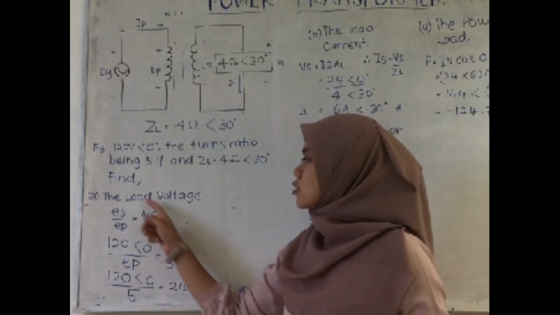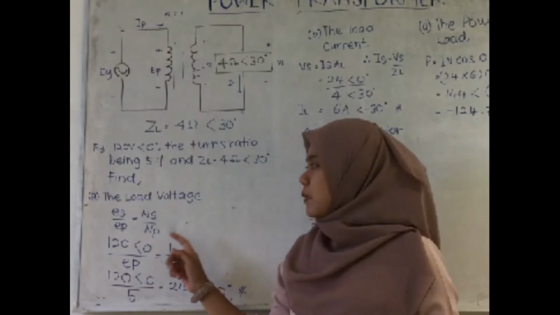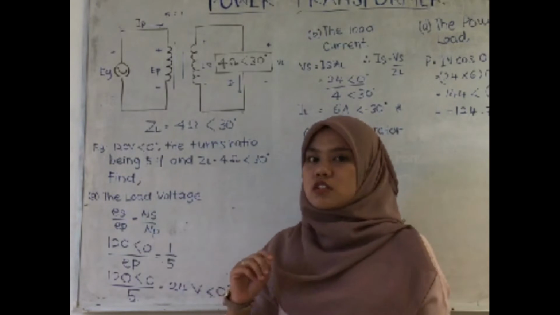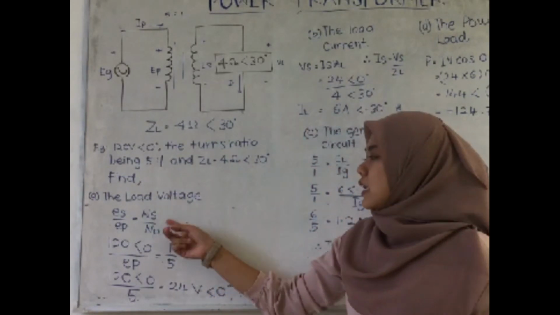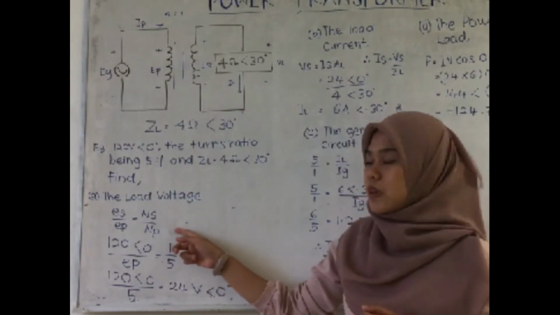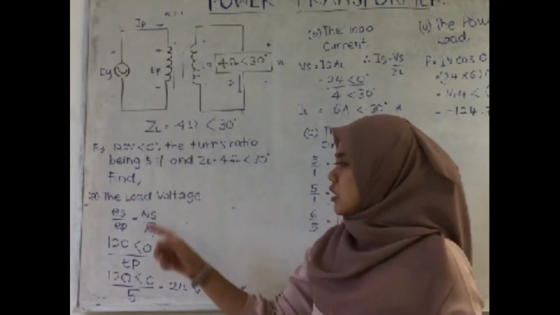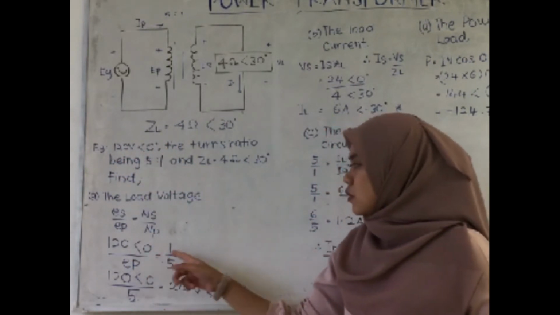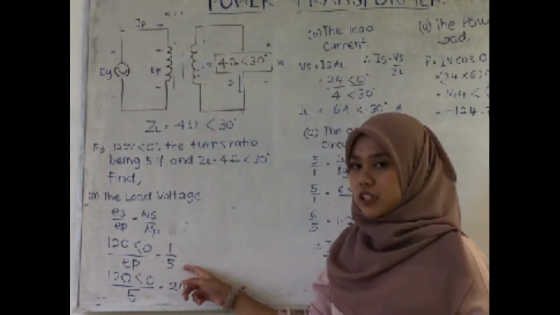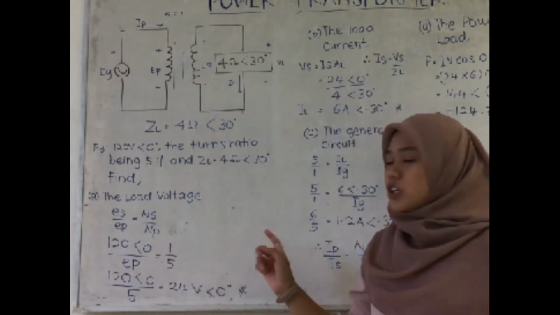For load voltage, we use this formula, which is ES over EP equal to NS over NP. ES is basically the voltage of secondary coil, EP is the voltage of primary coil. Same as here, NS is number of turns of coil in the secondary part, and this one is for the primary part. ES is given, which is 120 volt and 0 degree. So we just insert this value and also the number of turns of the coil. After we calculate, we get 34 volt and 0 degree.